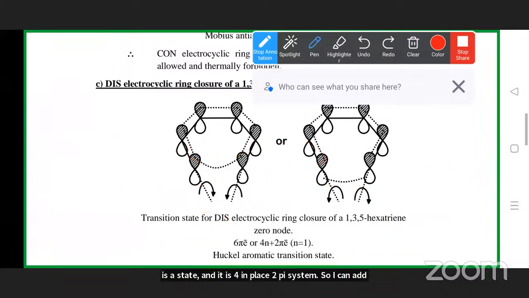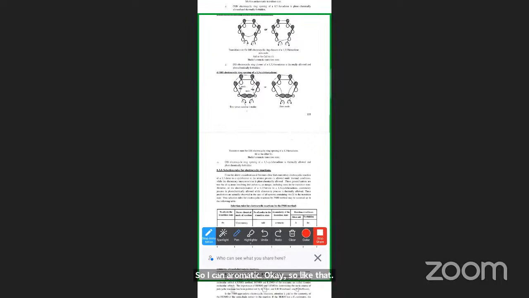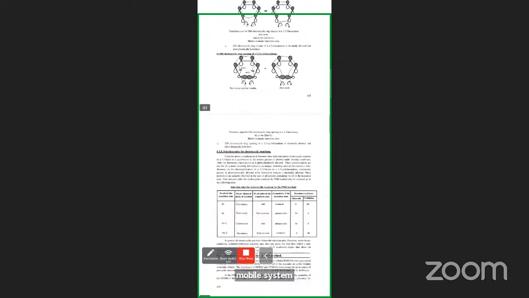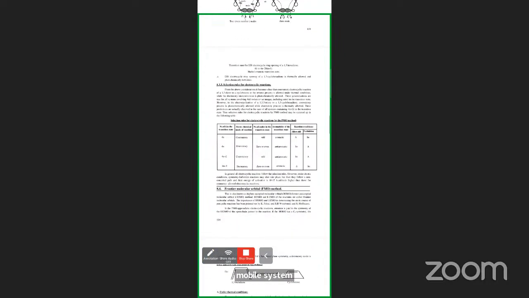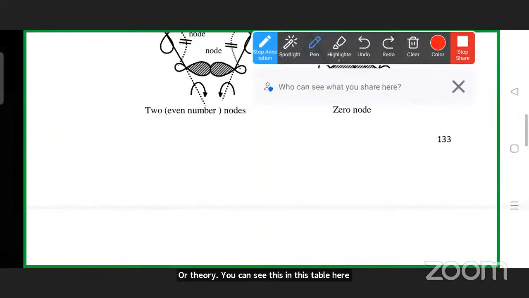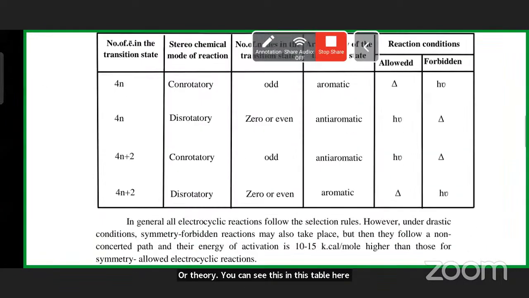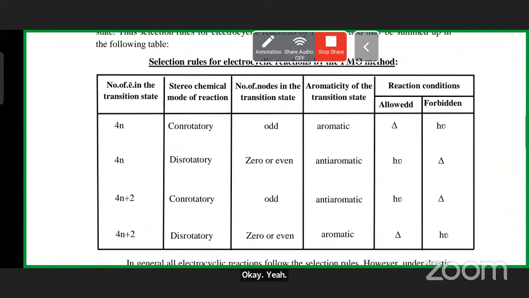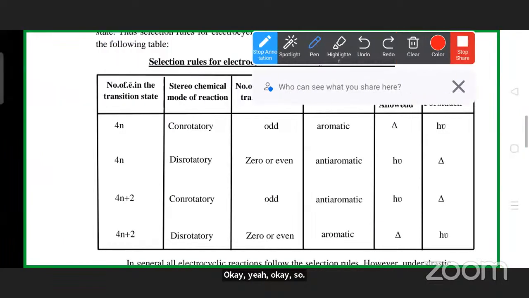Okay, so like that, how to find out whether it is a Huckel system or a Mobius system. And in the Huckel system, whether it is a 4n plus 2 system or a 4n system, and whether it is a Huckel aromatic system or a Huckel anti-aromatic system here. Okay, so the selection rules for this PMO theory, you can see in this table here. Okay, right. So the complete PMO theory selection rules are here.